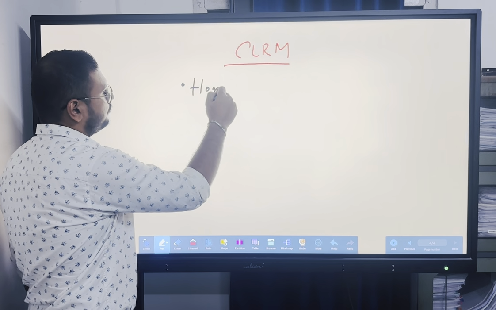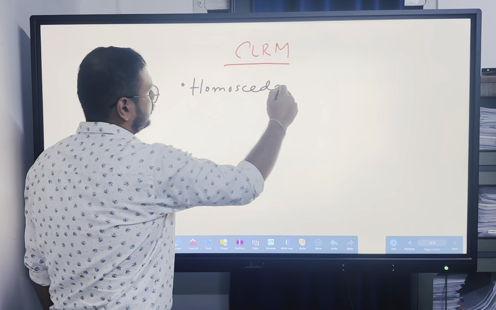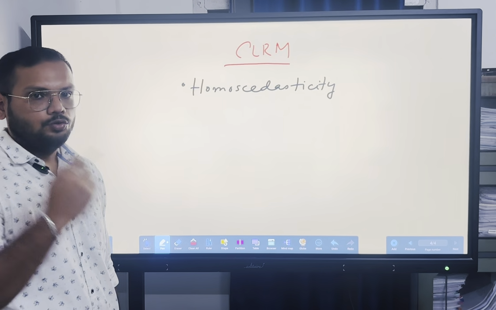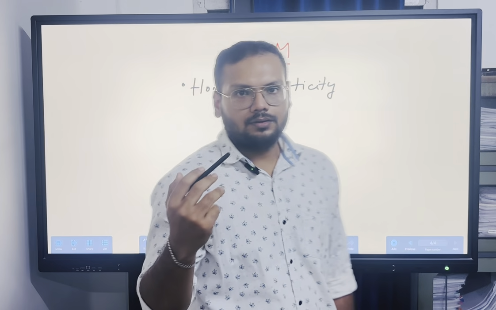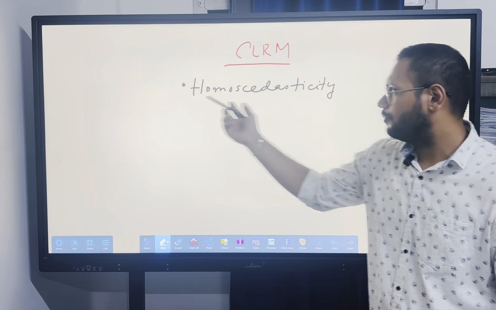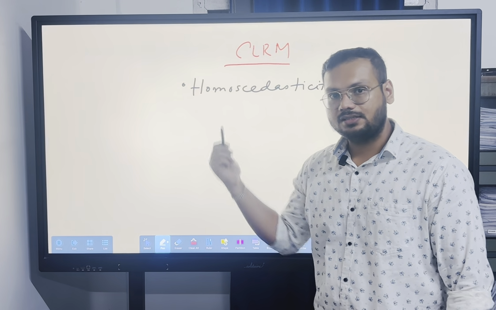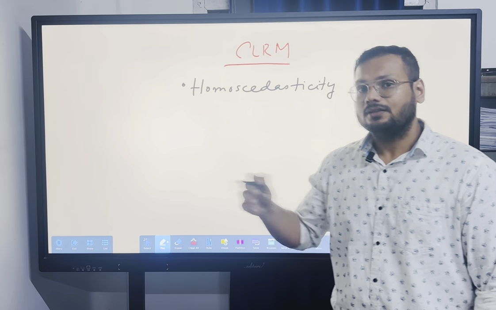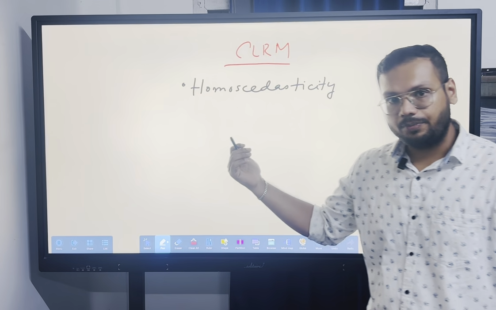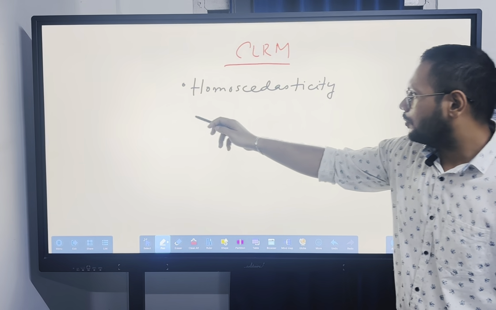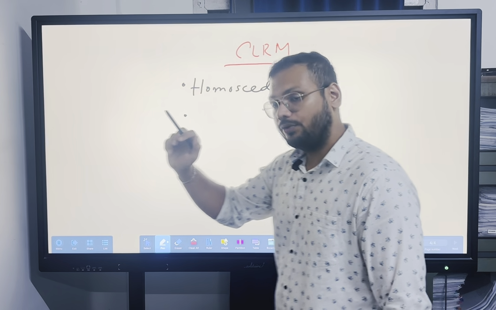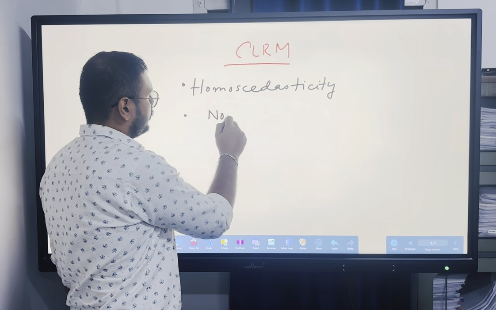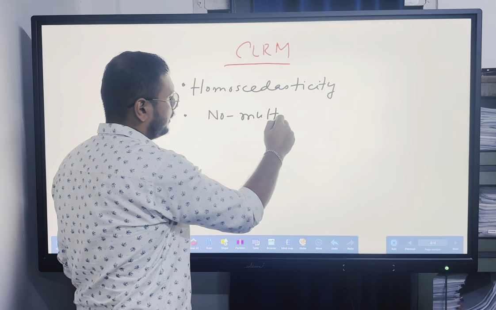I'm pretty sure you have come across this term, homoscedasticity. Do you remember it? I'm pretty sure in earlier classes you may have come across this term, homoscedasticity. So this is one of the assumptions of the classical linear regression model. I will go deeper into this topic. Just wait. But before that, I have to also make you recall another assumption, which is this: no multicollinearity.